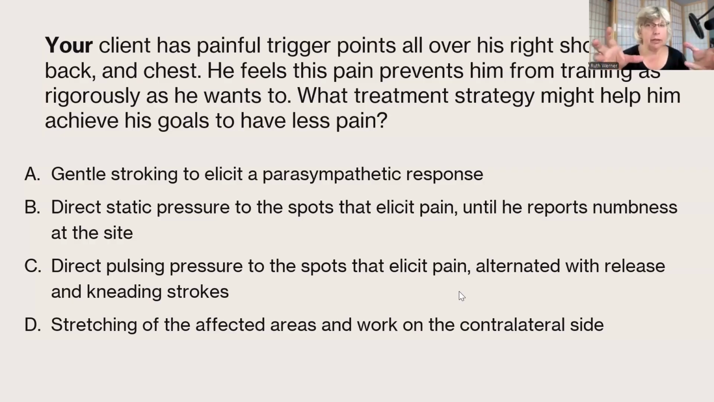All right, so you have a client. Clearly, he's pretty healthy because he's in training and he wants to be more rigorous about it. He'd like to have less pain with these trigger points. How can you help him achieve that goal? A, gentle stroking to elicit a parasympathetic response. B, direct static pressure to the spots that elicit pain until he reports numbness at the site. C, direct pulsing pressure to the spots that elicit pain, alternated with release and kneading strokes. And D, stretching of the affected areas and work on the contralateral side.